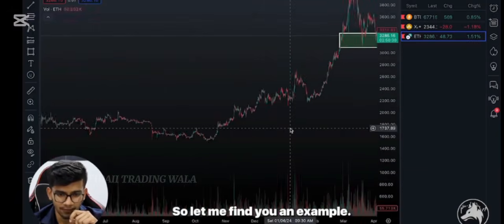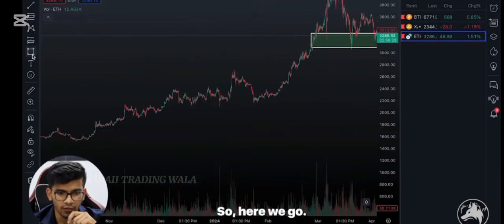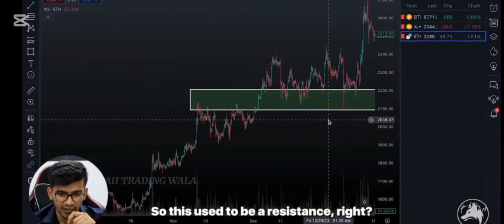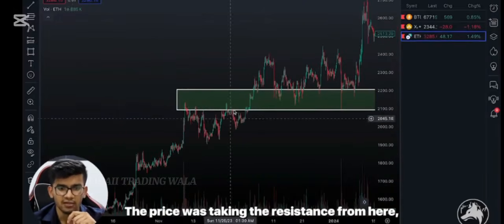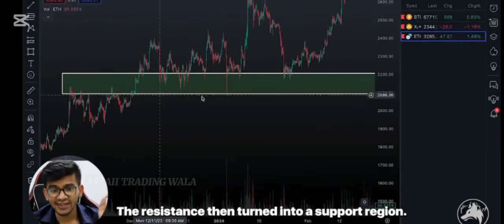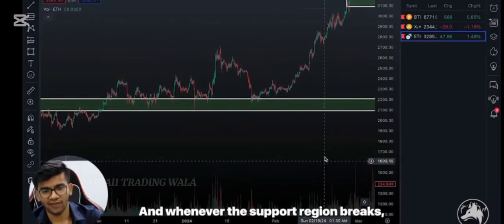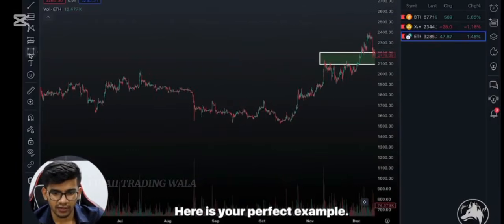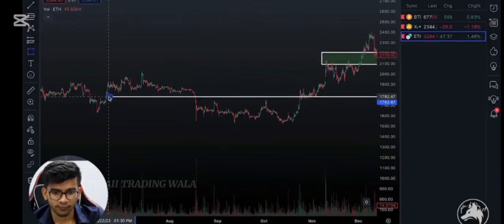So let me find you an example. So here we go. So look at this. So this used to be a resistance, right? The price was taking resistance from here. The resistance broke. The resistance then turned into a support region. And whenever the support region breaks, it turns into a resistance. Here is your perfect example.